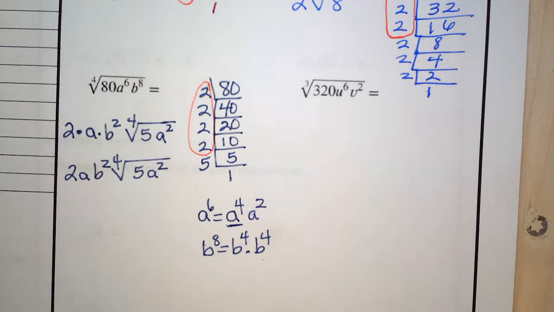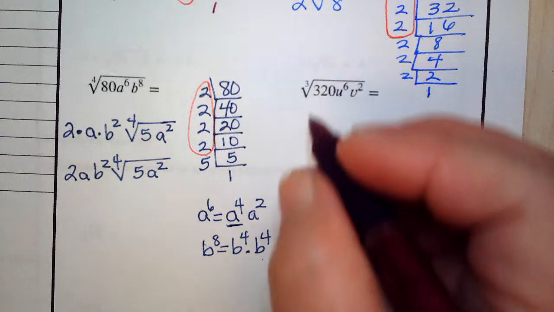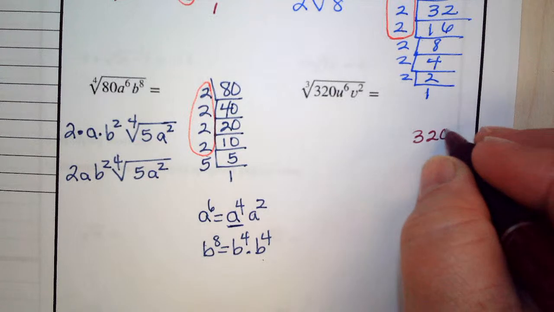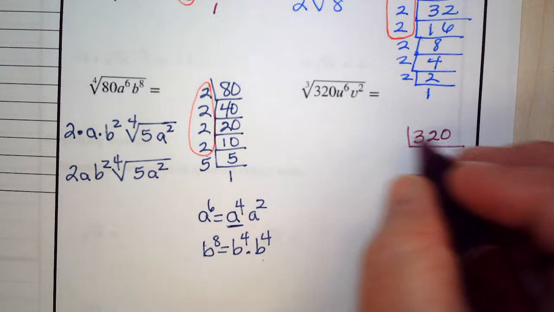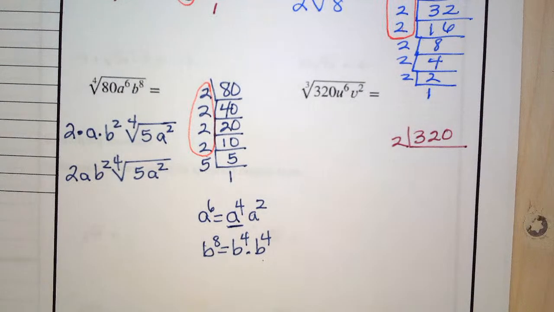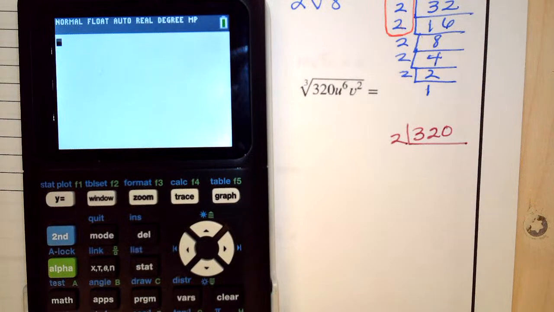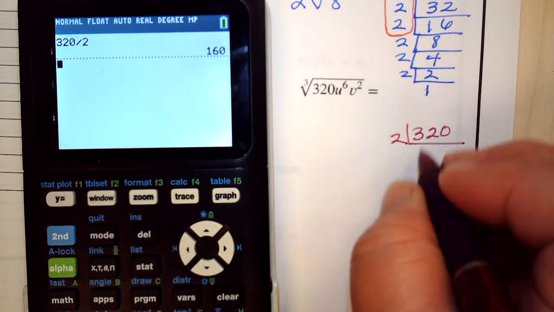And for the last one, we're looking for cubed root. So 320, it's even, divide it by 2. Once again, use a calculator. It makes it quick and easy. You get 160.